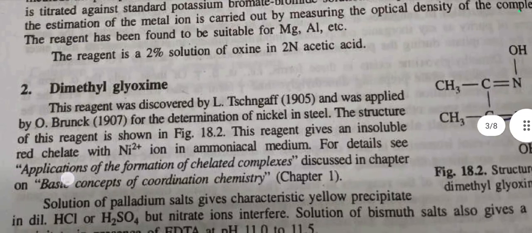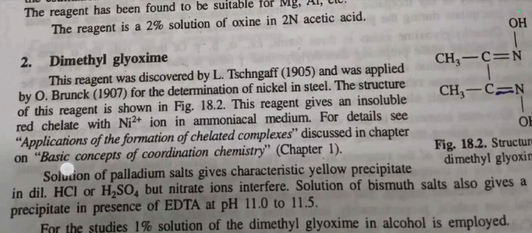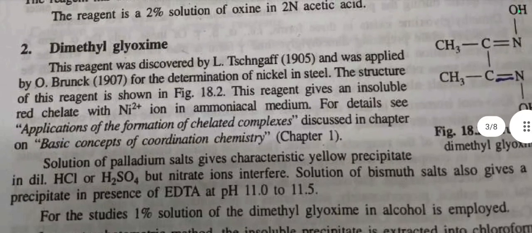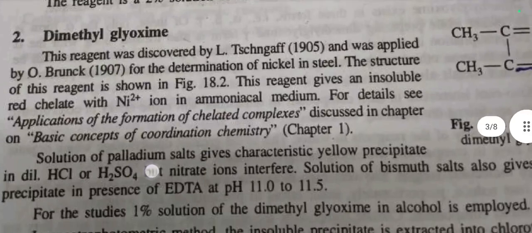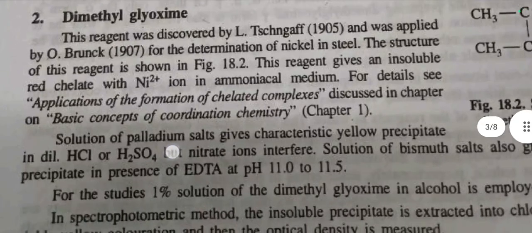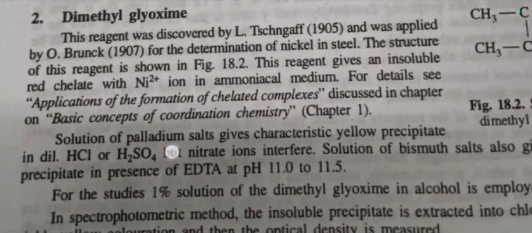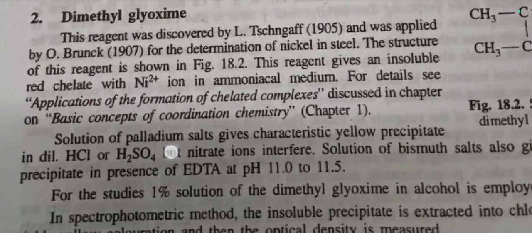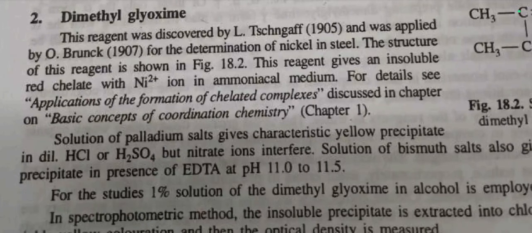Second, dimethyl glyoxime. This reagent was discovered by L. Tschugaeff and was applied by O. Brunck for the determination of nickel in steel. The structure of this reagent is shown in figure. This reagent gives an insoluble red chelate with nickel 2+ ion in ammoniacal medium. For details, see applications of the formation of chelated complexes discussed in chapter on basic concepts of coordination chemistry.